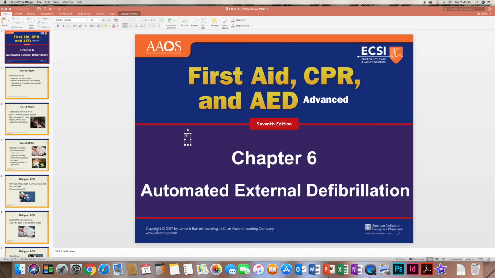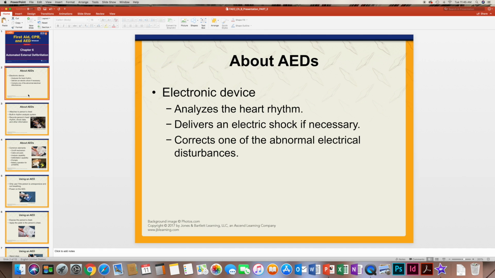The last part of Chapter 6 talks about automated external defibrillation and how to use it. So remember that an AED is an electronic device. What it does is it analyzes a heart rhythm and lets you know if a shock is necessary. And if it is, it delivers the shock and corrects one of the abnormal electrical disturbances.